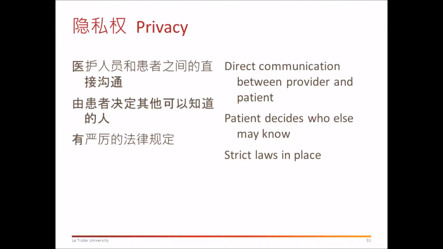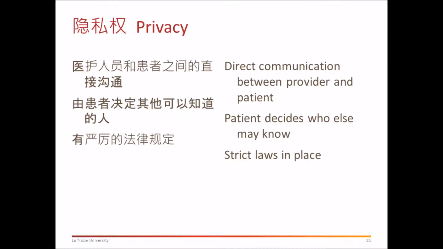Another feature of our health system is the insistence on privacy, and this requires direct communication between the healthcare provider and the patient. And it's the patient who decides who else may know, and there are very strict laws in place to affect this. The challenge is that our laws do not often keep up with developments in technology. This is in comparison with some other cultures where if a person has a serious illness, they're not told, rather their family is. This is a particular problem that they have, or a feature in some health delivery in places like in China.